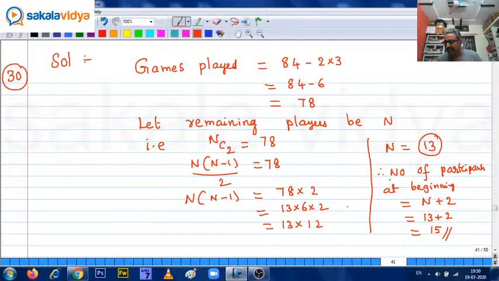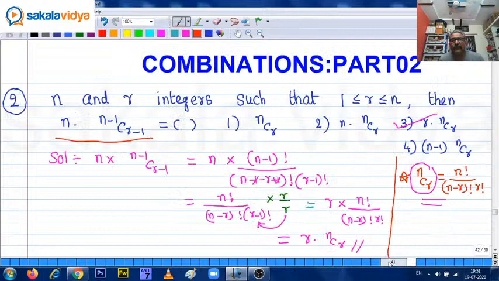Rest all played two games. Yes, rest all played two games. They played six. After playing six games, actually they left. Two members left means I have taken actually n members. Actually n minus 2. Instead of n minus 2, I have taken n. Understood now. Here n is equal to capital N plus 2. So we get 13 plus 2, 15. Right. Now option 3. Correct? Option 3? Yes.